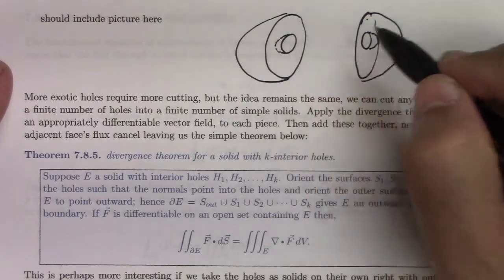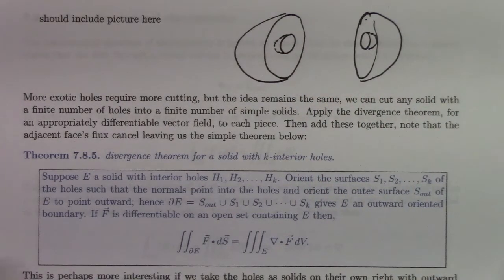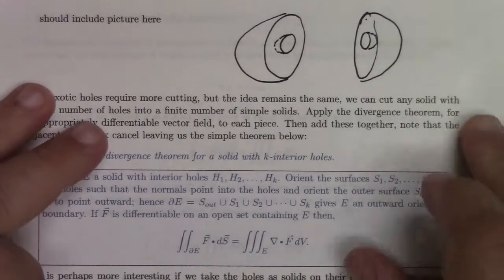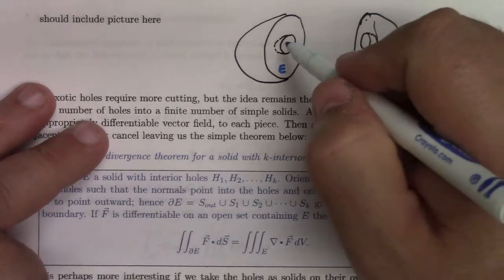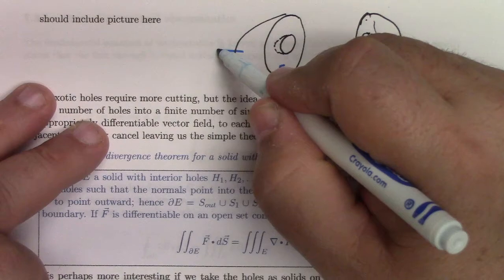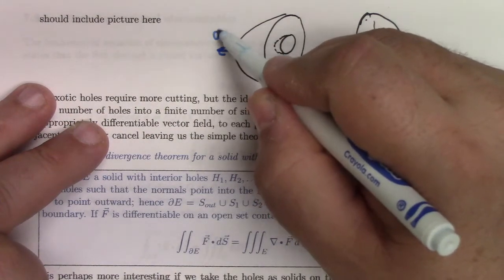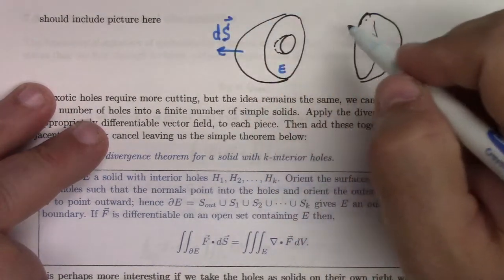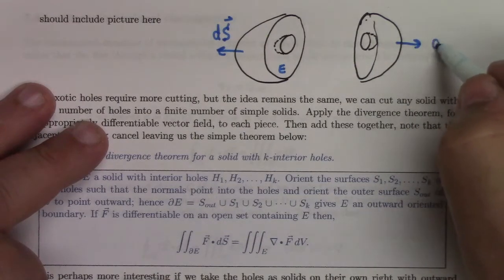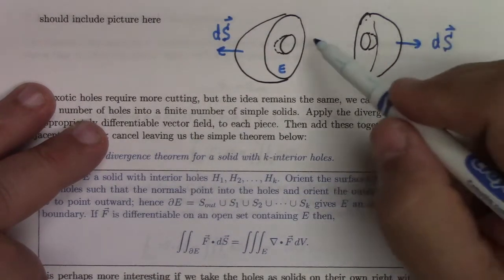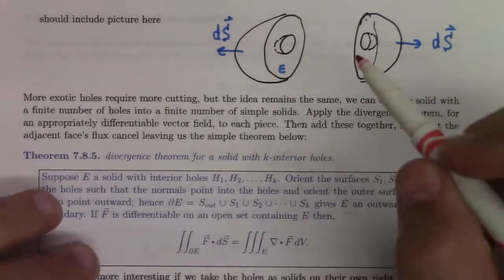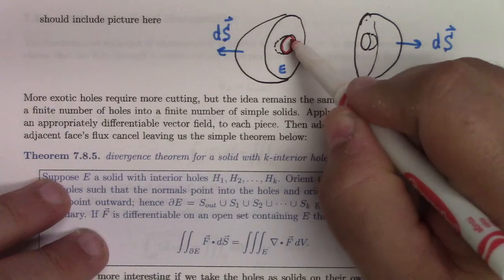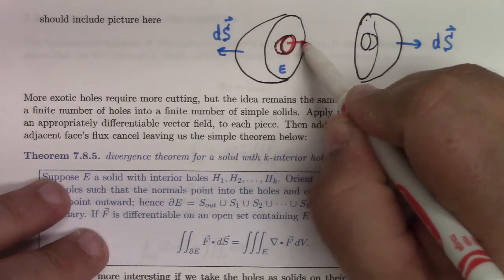The rule is, if altogether this is E, then the outward pointing normal is like this, and likewise over here. And then if there's a hole in the middle, the normal again points out of the volume. But that means that it has to point like this.